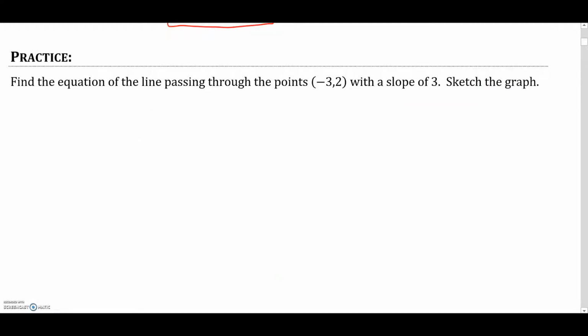Let's do some practice. Find the equation of a line passing through the point -3, 2 with a slope of 3, and we want to sketch the graph. We have a point with an x and y value, and we also have a slope, which is m. So we could describe this formula right away using the point-slope form of a line. But we can also work from the definition of slope. Given any point on the line and our point -3, 2 on the line, we can use the definition of the slope, which is rise over run, and plug in the given values.